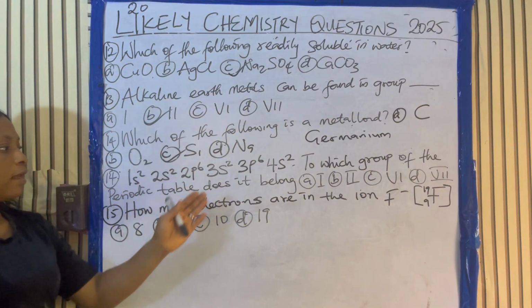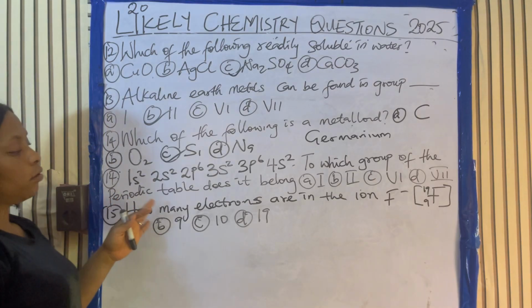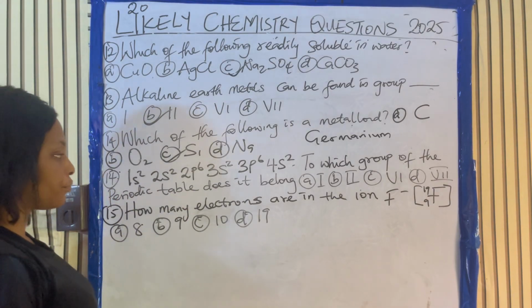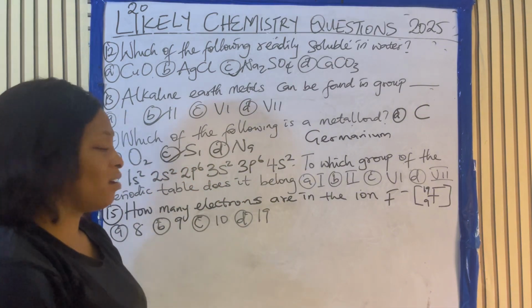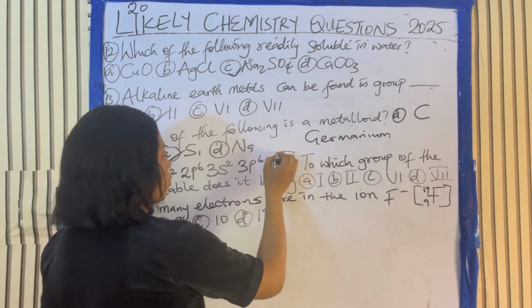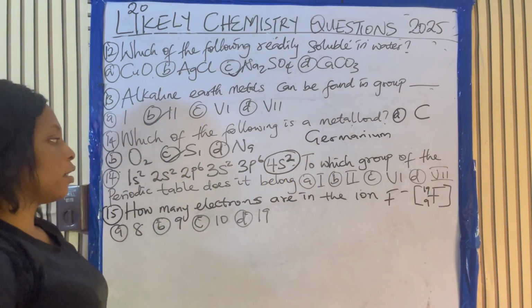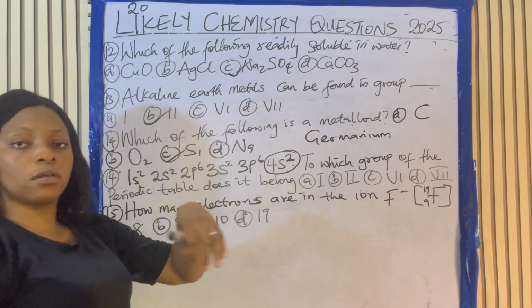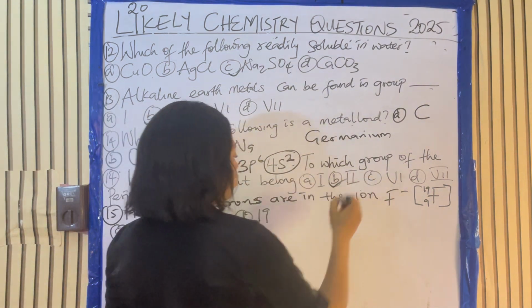Then you have this element, and the question says, to which group of the periodic table does it belong? So with this one, which group of the periodic table does it belong? So how do we get to the answer? To get to it, you come here. This is 2 raised to power 2, right? Okay, so this 2 tells us the group it belongs to. So this element belongs to group 2.